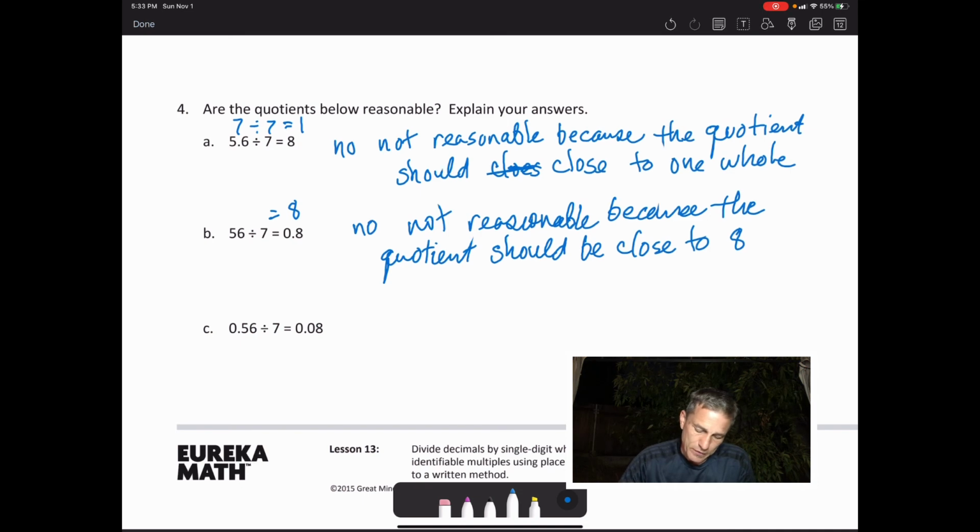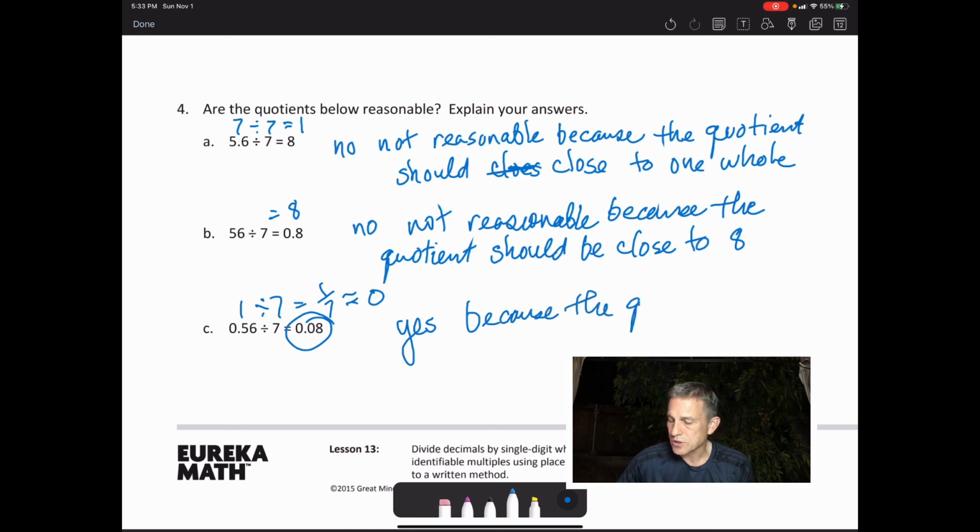So I round this to 1. 1 divided by 7 would equal 1/7, which is close to 0. And if I look at my quotient, it is close to 0. So I would say that my quotient is reasonable. Yes, because the quotient is close to 0.